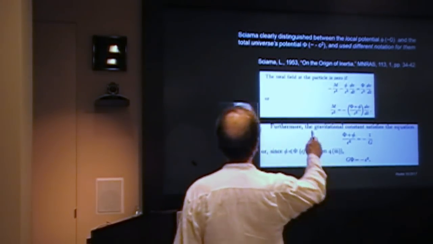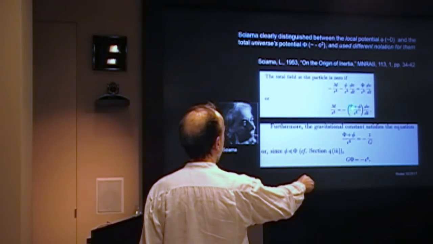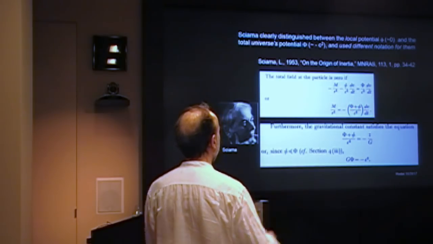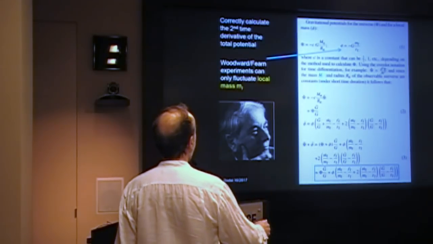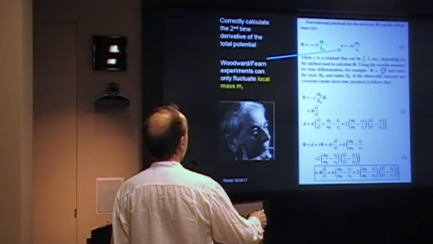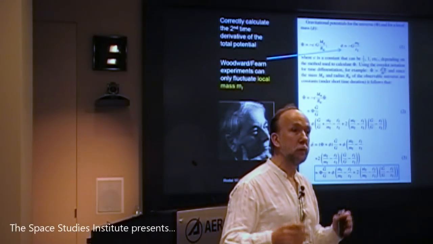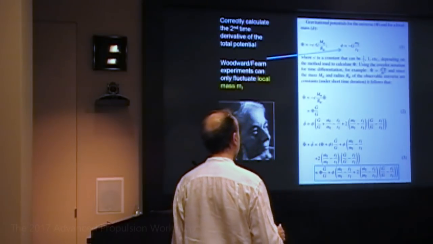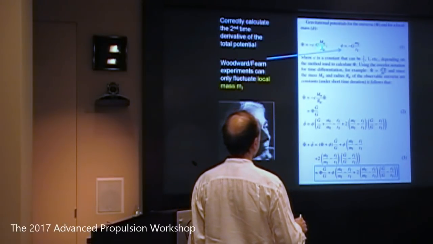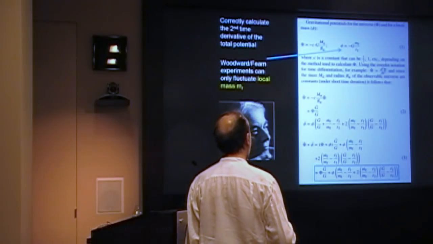Yes, Siama, you were right here. He made a difference between the universe total potential, capital Phi, and the local potential, lowercase phi. So the universe total potential, remember that it can be a factor of 3/2, 1, something, I don't care. Let's call it C. That's a constant there, times the gravitational constant times the mass of the universe divided by the radius of the universe.